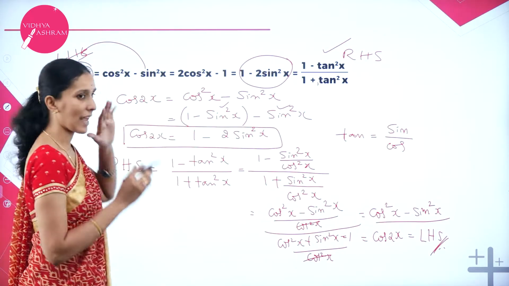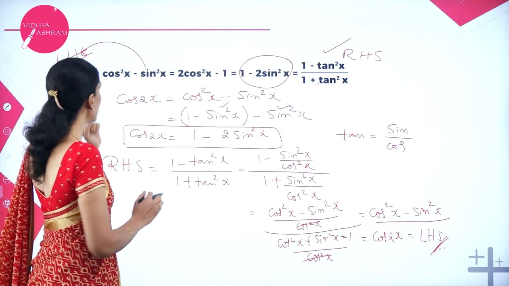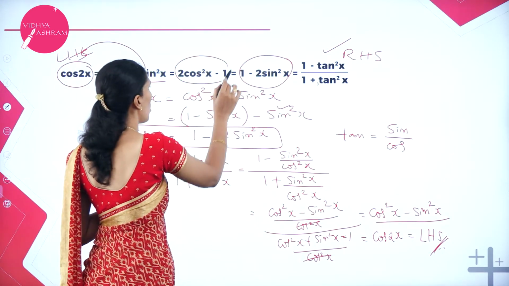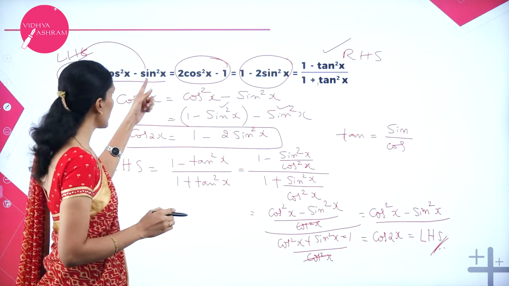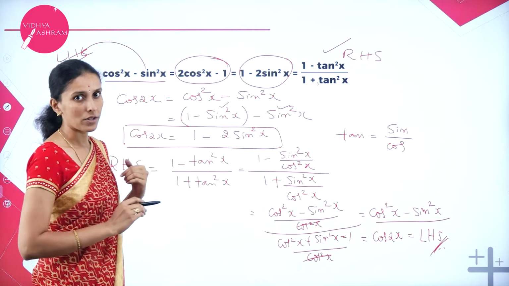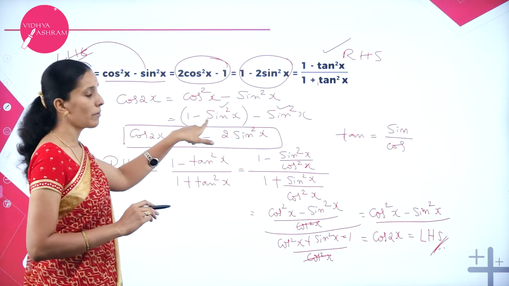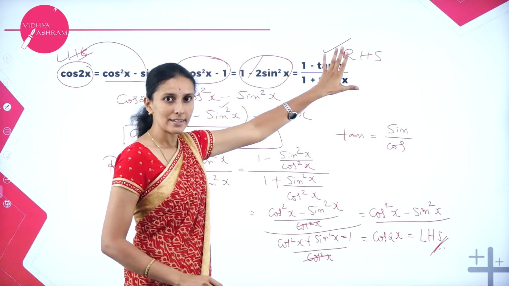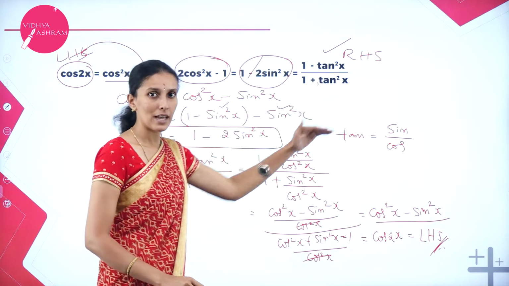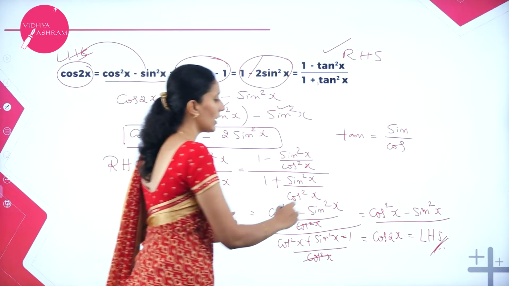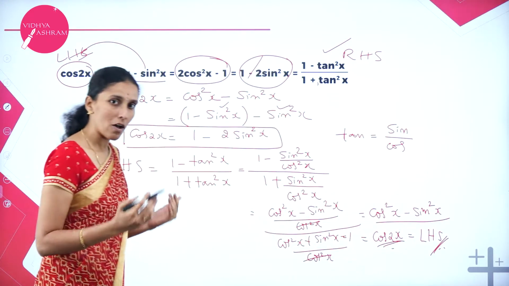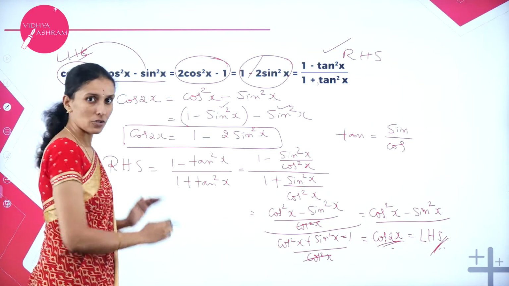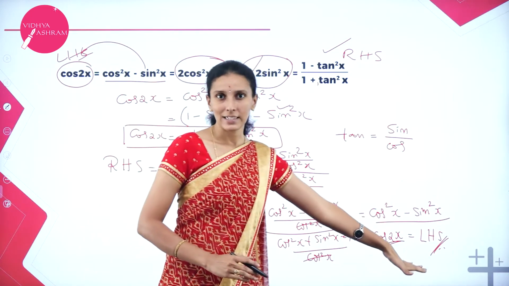So, all cos 2x can be written in 4 forms. One is cos square x minus sine square x. The other one is 2 cos square x minus 1. How will you get this? Just replace sine square x by 1 minus cos square x. If you replace cos square x by 1 minus sine square x, you will get the third identity. And if you take the right hand side of 1 minus tan square x by 1 plus tan square x, on solving this, you will get back the cos 2x. We can also prove from LHS to RHS, but this is the easiest method. So if you take the RHS first, we can get LHS easily.